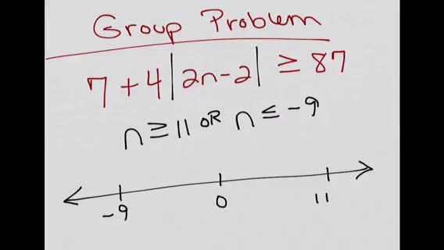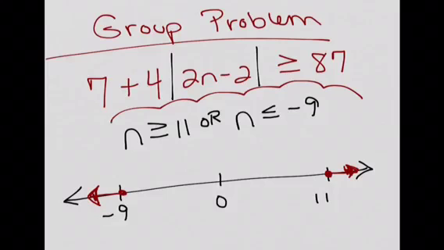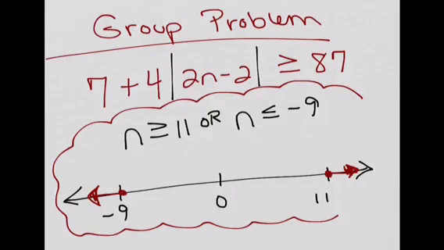I'm just going to make it really brief, okay? 0, negative 9, and 11, okay? So it's not very specific. And it's going to be a closed circle at both. And then n has to be bigger than 11 to the right, and n has to be less than negative 9 to the left. Okay, so that's what your answer right here should look like. That would be the final answer for this particular problem.